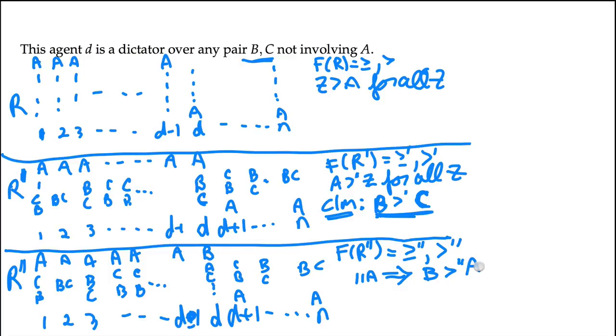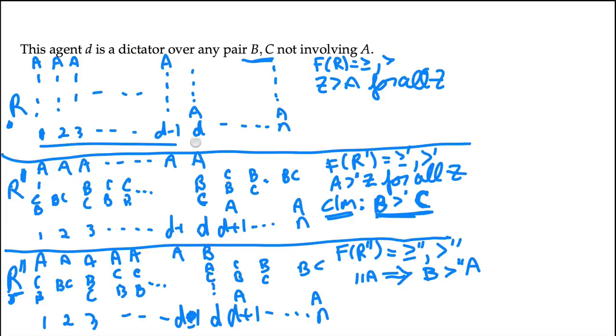Why is that? Well, look at R double prime and R. We're going to compare R double prime with R, and compare the relative rankings of A and B. In R, A is ranked in the extreme position by the voters 1, 2, 3 up to D minus 1. So that means A is ranked strictly ahead of B by the voters 1, 2, 3 up to D minus 1. That's also true in R double prime, because in all the voters 1, 2, 3 up to D minus 1, A is still ranked in the extreme position, and B is somewhere below that.